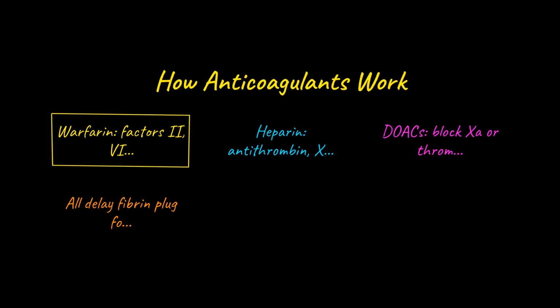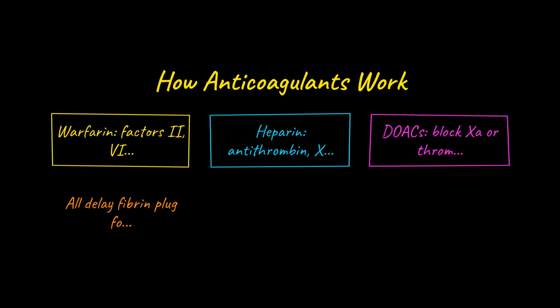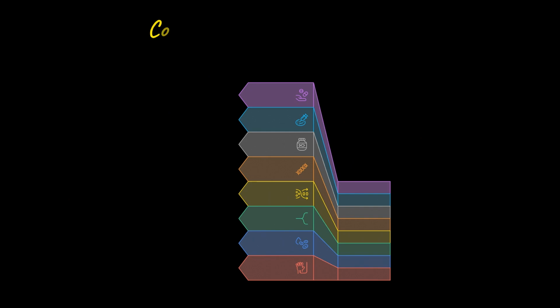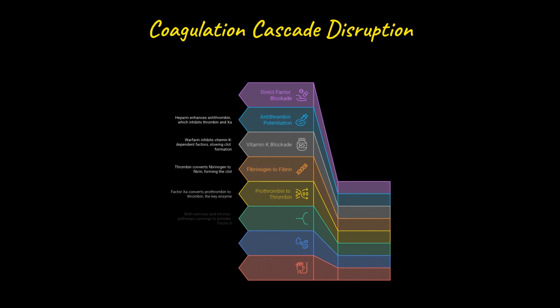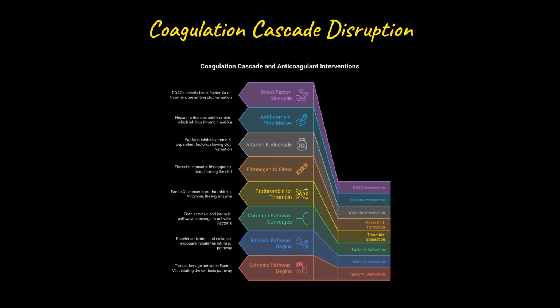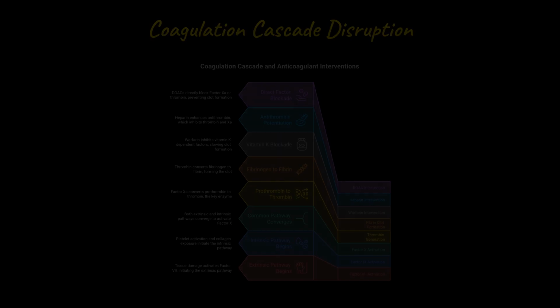Warfarin depresses vitamin K-dependent factors 2, 7, 9, and 10, slowing the extrinsic and common pathways. Heparin potentiates antithrombin to inhibit factor Xa and thrombin. Direct oral anticoagulants block either factor Xa or thrombin directly. Every mechanism pushes back the moment a stable fibrin plug seals the puncture site. Each drug class hits a different node in the cascade, but the downstream effect is the same. The fibrin plug that would normally seal a venipuncture wound in 2 to 3 minutes takes significantly longer to form.